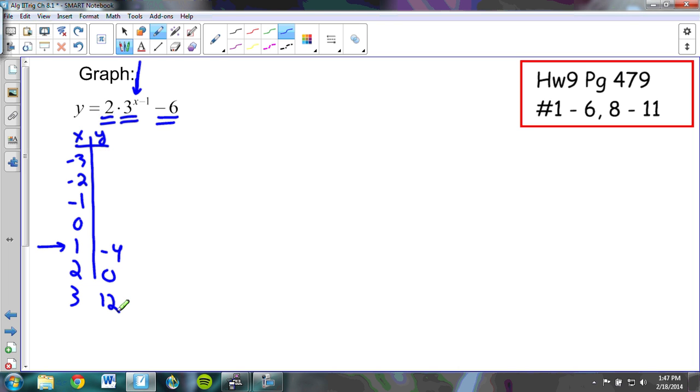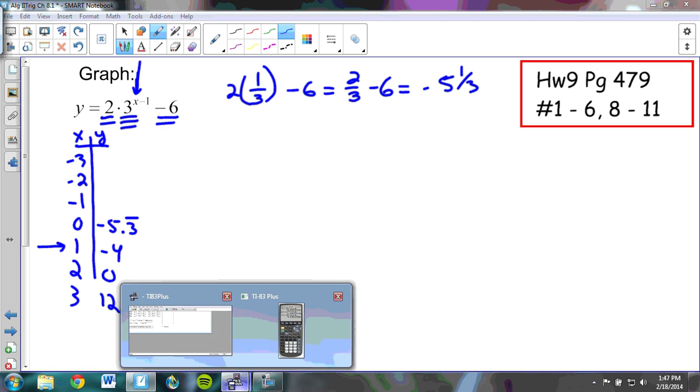I'll plug in 0. 0 minus 1 is negative 1. 3 to the negative 1 is a third. 2 times a third minus 6 is 2/3 minus 6, which you can do in your calculator and make it all nice and pretty. It's negative 5 1/3, which is negative 5.3 repeating. I will show this in the calculator one more time.